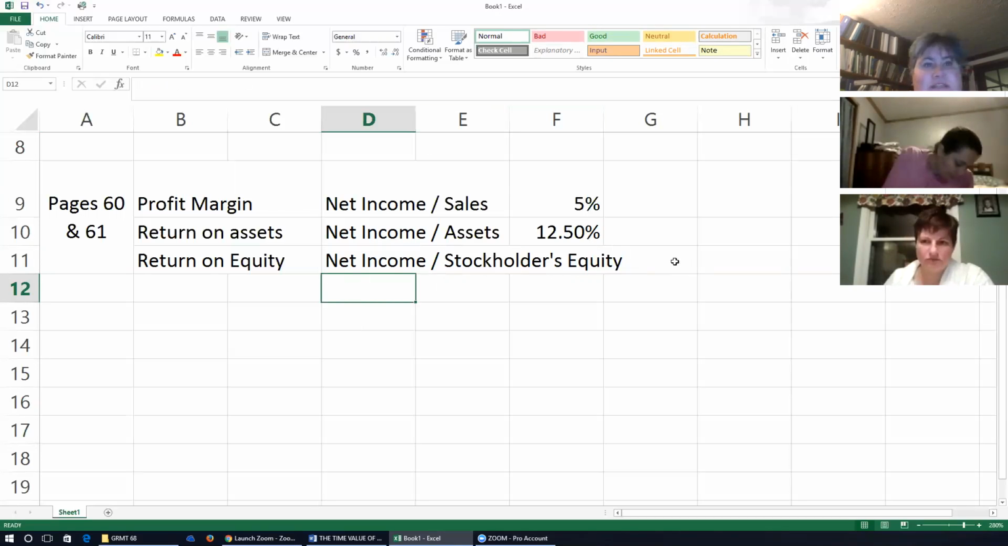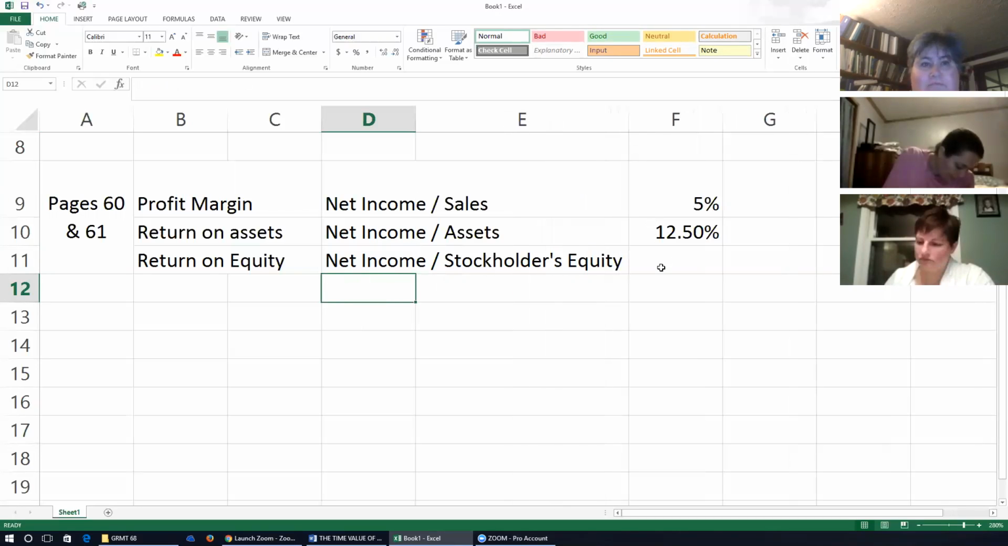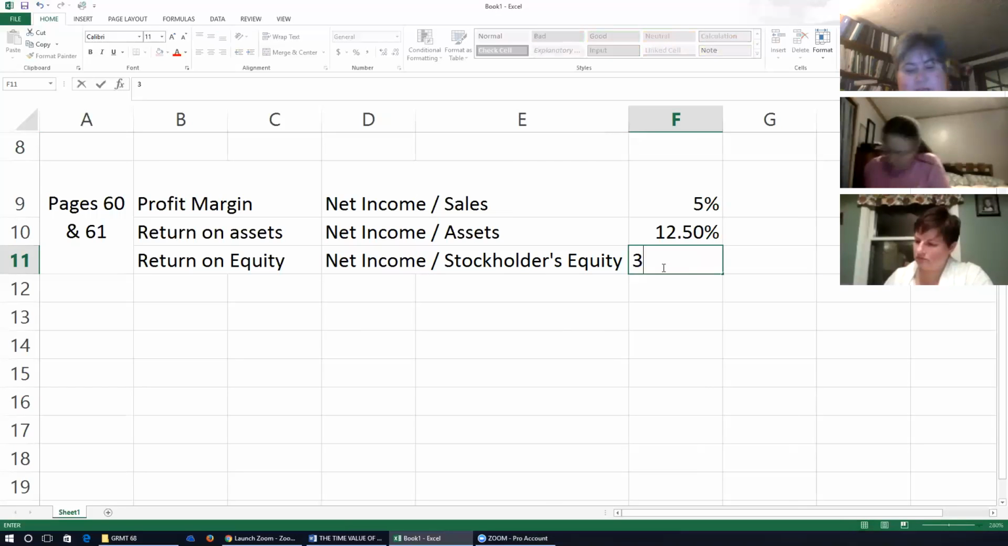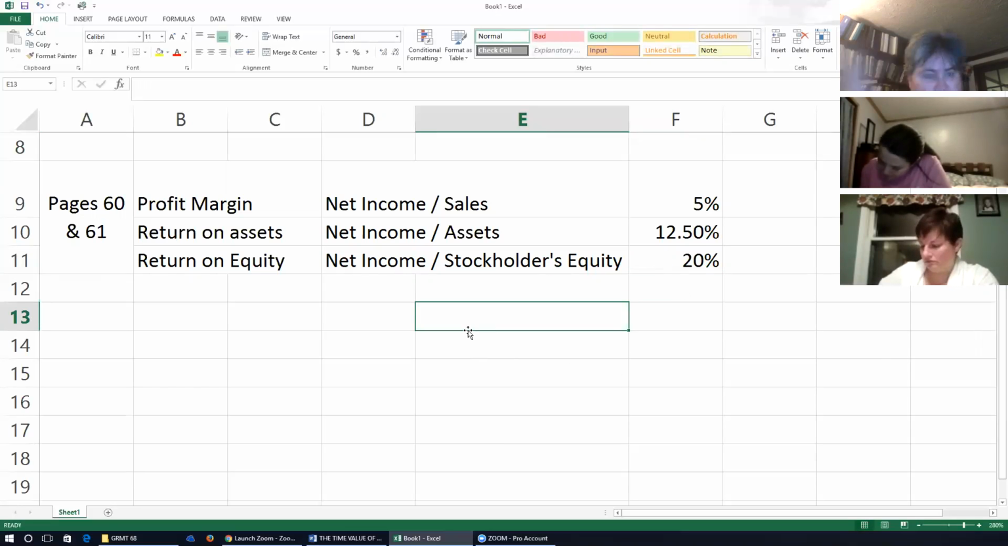And when you're doing this to evaluate a company, I would take the time to look at several years. I'll write down what they had for this one, 20%. But while we do this, they gave you the information that we're using to make this 5%, 12.5% for 2013. Supposedly, this hypothetical company, these are the financial statements for them for 2013.